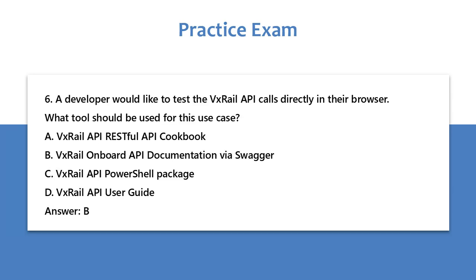6. A developer would like to test the VxRail API calls directly in their browser. What tool should be used for this use case? A. VxRail API RESTful API Cookbook. B. VxRail Onboard API Documentation via Swagger. C. VxRail API PowerShell Package. D. VxRail API User Guide. Answer: B.